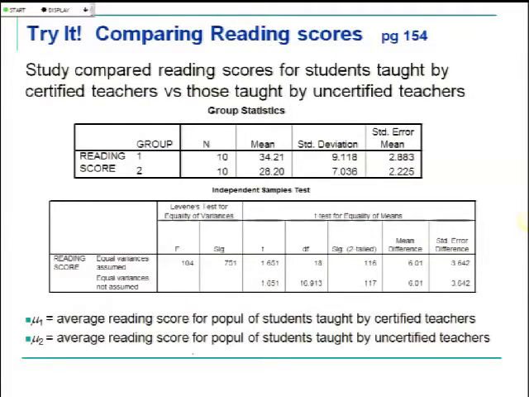This is a study comparing reading scores for students. A group of the students were taught with certified teachers, and the others were taught with uncertified teachers in terms of reading. We have the results for 10 students assigned to each of these two groups. And mu1 and mu2 here are population parameters that are defined for us. Mu1 is a mean, or average, reading score for the population of all students that are taught by the certified teachers, and likewise for that other population if they had been taught by uncertified teachers.